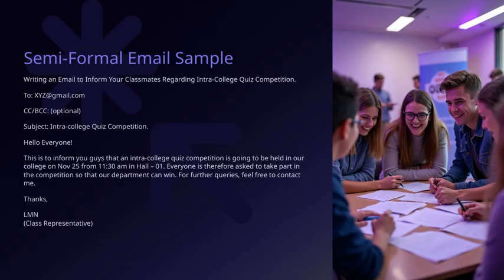The closing, "Thanks," followed by the sender's name and role, the class representative, adds a polite and professional touch. This example highlights how to structure an effective email: clear subject, concise and relevant content, a polite tone, and contact information. Connecting this to our overall theme, mastering such communication skills is vital for professional and academic success, especially when coordinating events or conveying important information.